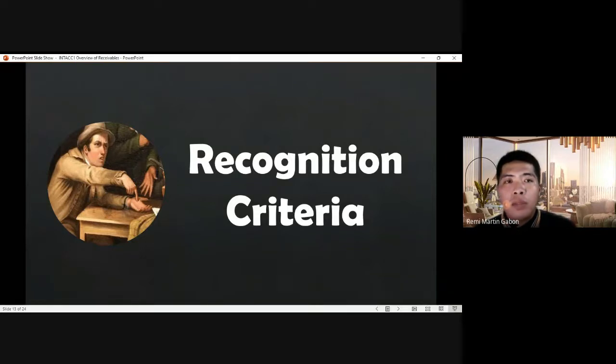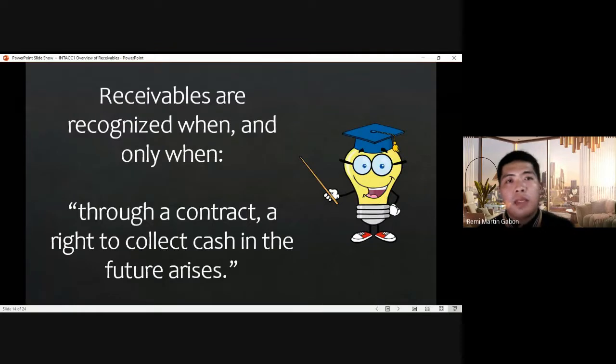After classifying receivables, knowing the definition, classification and characteristics, we move on with the recognition criteria. How do we recognize a receivable or an item of receivable? Simple concept. Receivables are recognized when and only when, through a contract, a right to collect cash in the future arises. Always take note that there must be at least a contract.